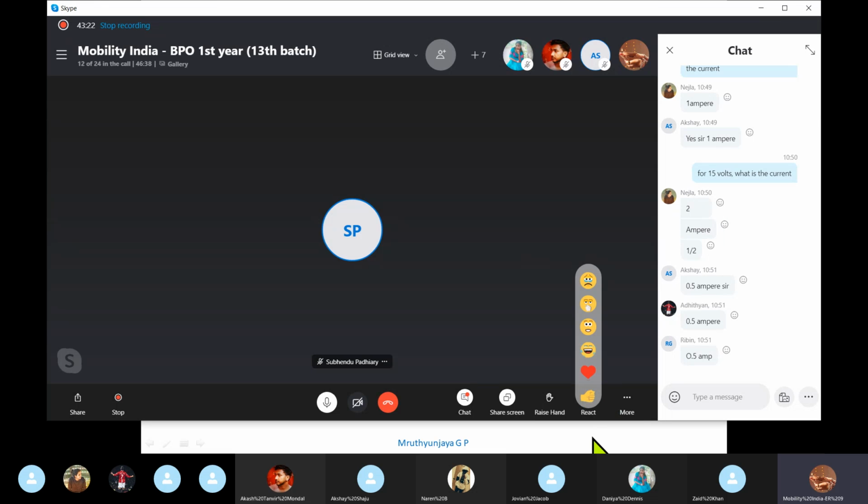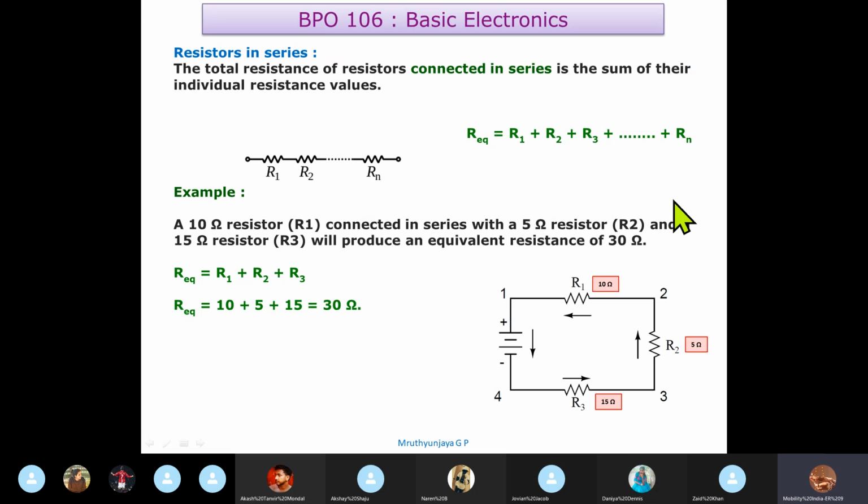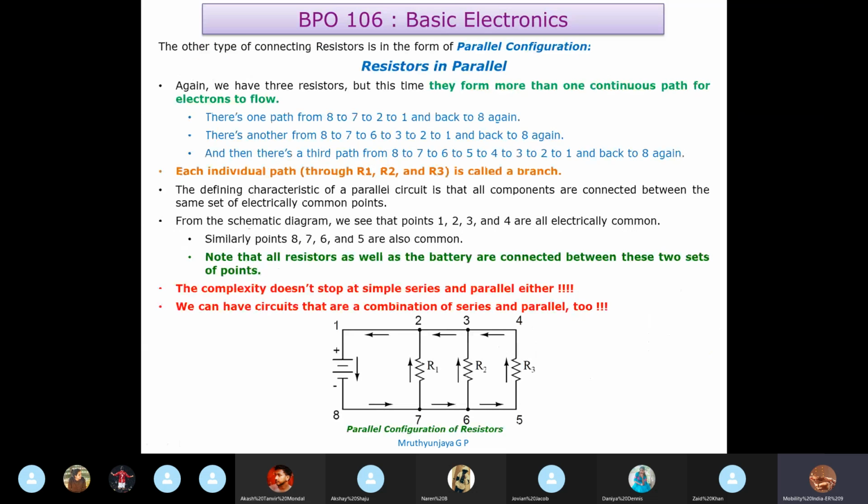Right? So hope things are clear on the series connection of resistors. Now we look into the parallel connections. Now you can see the diagram. The same resistors are connected in this fashion. Now you can follow my arrows. The 2 ends of the resistors are connected together. Individual ends are connected together.